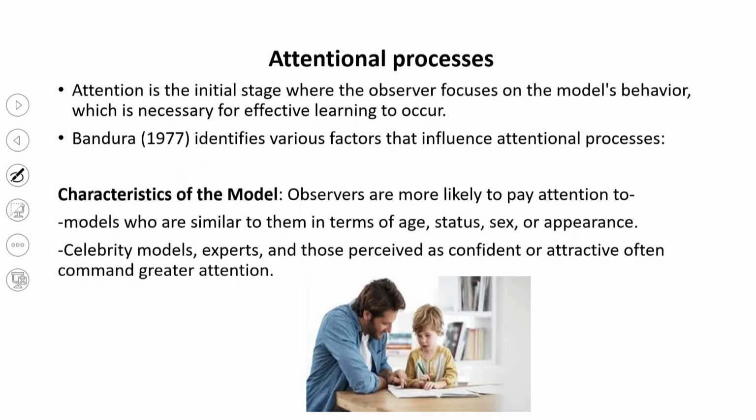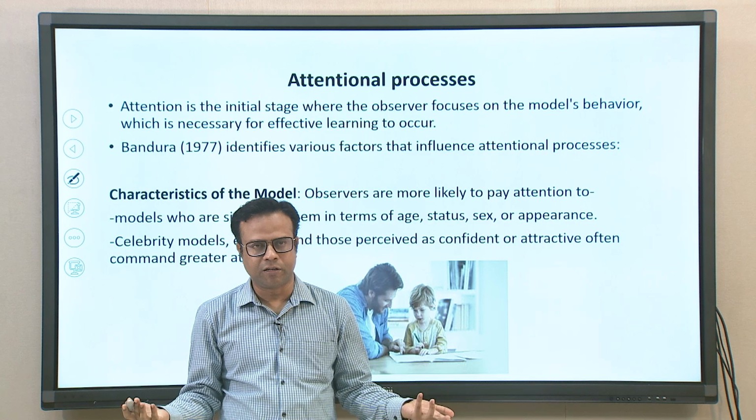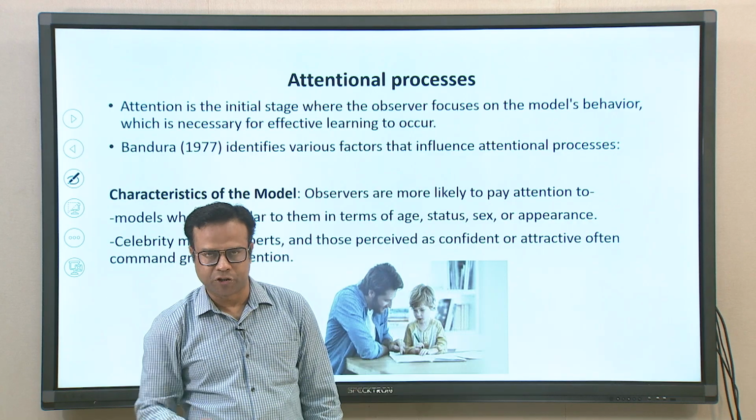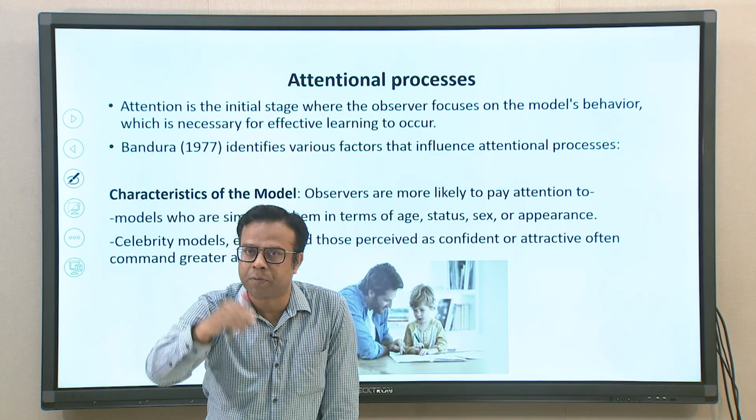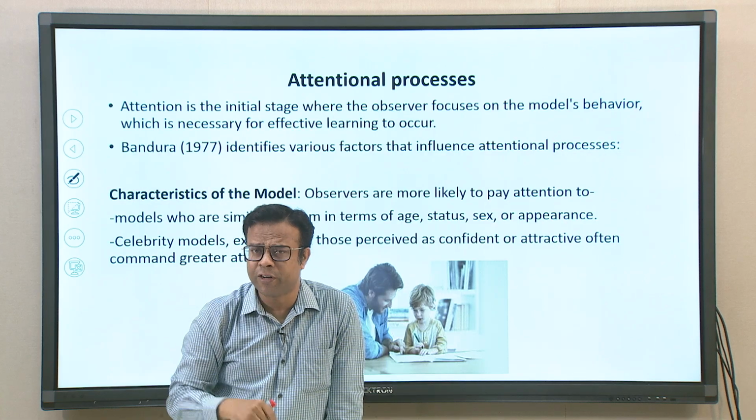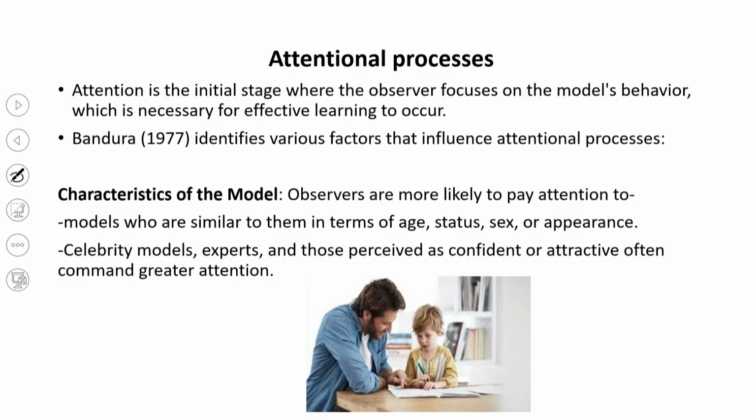So, the first one is attentional processes. Obviously, if you want to learn something, you have to pay attention. If you do not pay attention, how will you learn anything? Whatever we have learned, we learned because we paid attention. So, even if you want to learn something from someone else, you have to pay attention to what that person is doing. Without that, you cannot learn it. So, attention is always the initial stage of any kind of learning. Without attention, you cannot learn anything. So, the attentional stage is where the observer focuses on the model's behavior, which is necessary for effective learning.